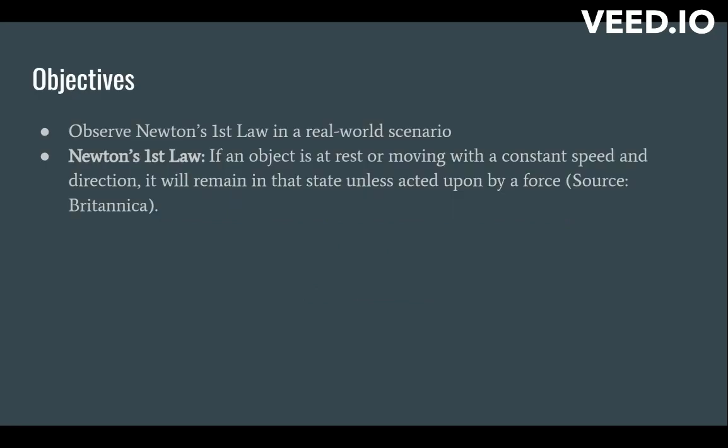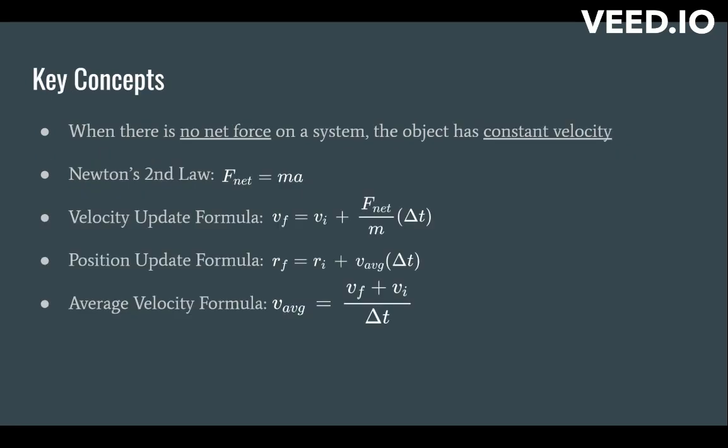The purpose of this lab was to observe Newton's first law occurring in a real-world scenario, in which case this occurred by rolling a pool ball across a surface at a constant velocity and demonstrating the effects of Newton's first law. Newton's first law states that if an object is either at rest or moving with a constant speed and direction, it will remain in that state unless acted upon by an outside force.